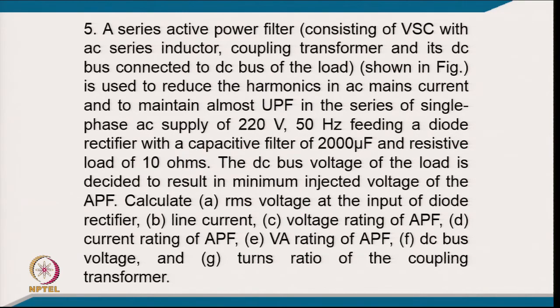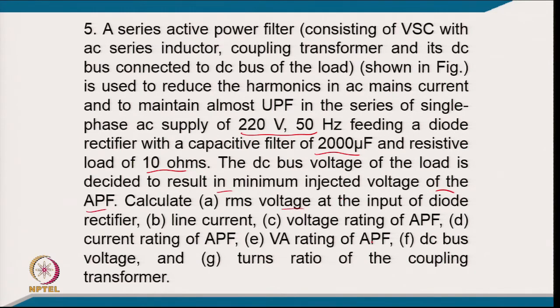So, coming to numerical example 5, a series active power filter consisting of a voltage source converter with an AC series inductor and coupling transformer, and its DC bus connected to the DC bus of the load, is used to reduce the harmonics in the AC mains current and to maintain almost a unity power factor in a series supply of 220 volt 50 hertz, feeding a diode rectifier load with a capacitive filter of 2000 microfarad and a resistive load of 10 ohm in parallel, and the DC link voltage of the load is decided to result in a minimum injected voltage of the APF.